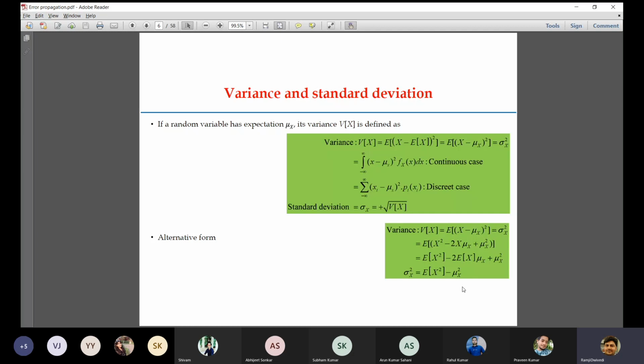Sir, E of x square is equal to the second moment of the mean, so we can also write second moment minus mean square. A very little time you will use it.